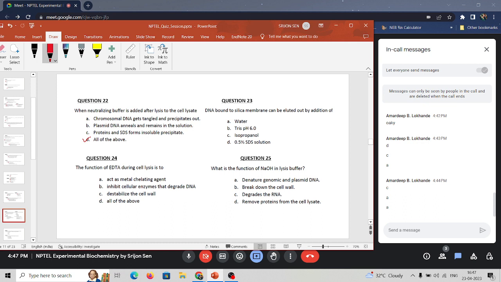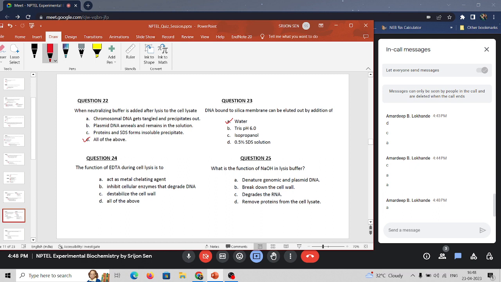Okay. Now DNA bound to silica membrane can be eluted. So how are you going to elute the DNA out of the silica membrane? So what are you going to add? What will help you in the elution of? Yes, it is water. The next question, the function of EDTA during cell lysis is to.